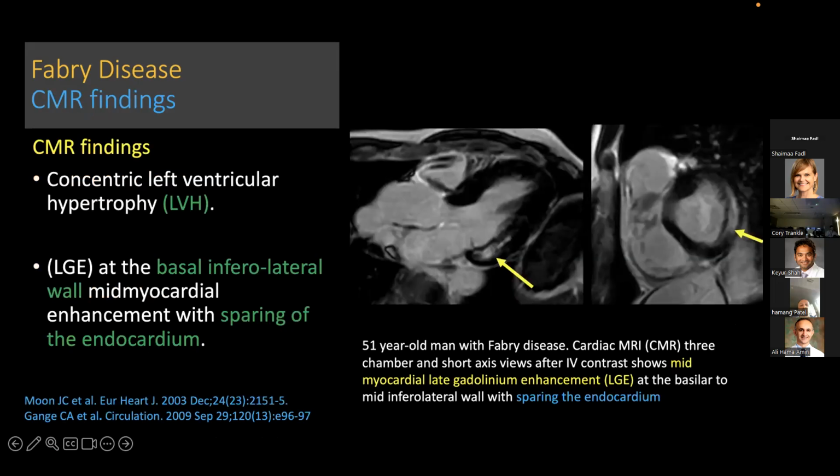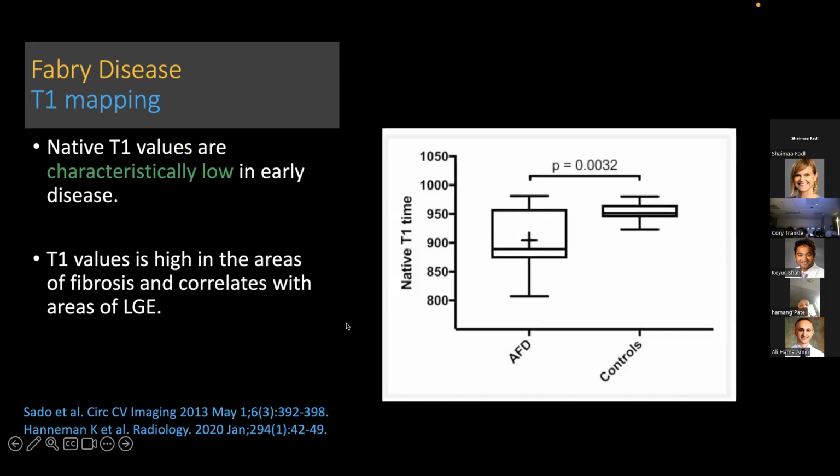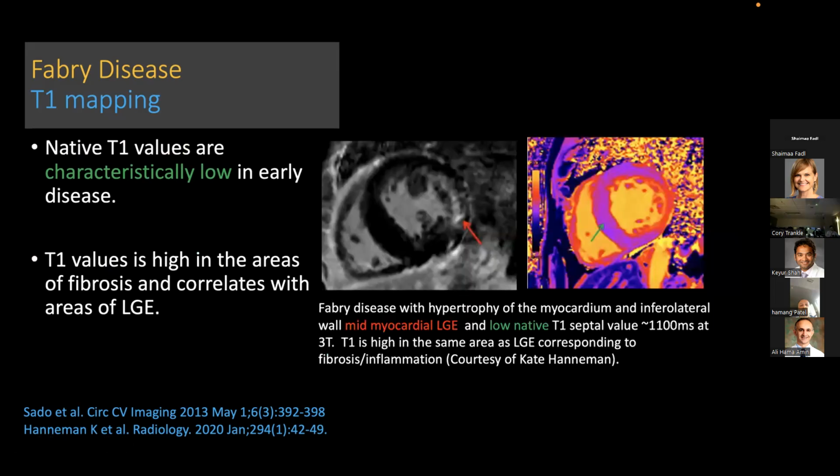Regarding the CMR findings, LV hypertrophy is one of the features. The presence of LGE at the basal inferolateral wall, mid-wall, is very characteristic. It spares the immediate endocardium. The native T1 values, because it's a glycosphingolipid, you can guess are low, particularly early in the disease before the development of scarring and fibrosis, where the native T1 values start to increase.